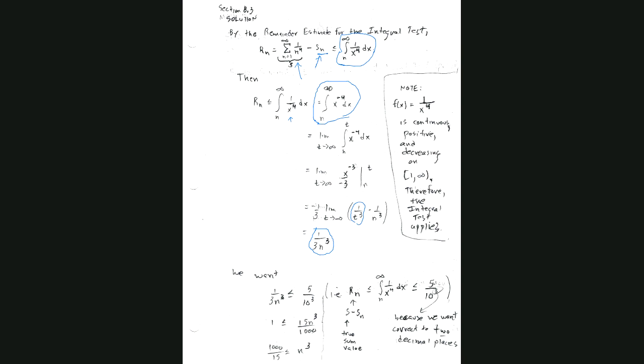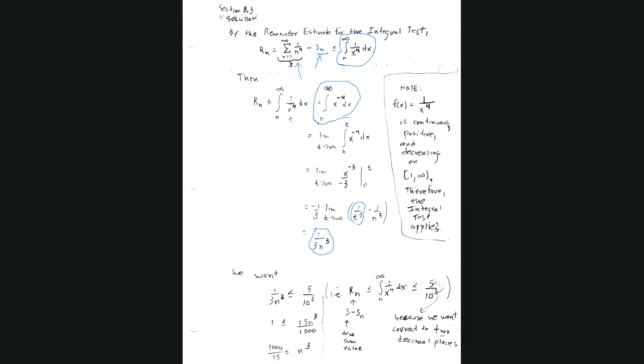All right. Well, remember what we're trying to do here. We are trying to, again, estimate our series correct to 2 decimal places. But in order to do that, I need to know how many terms of the series I need to take. Is it 5 terms? Is it a million terms? How many terms of the series do I need to get that accuracy? Well, I know that the error in my approximation is going to be less than or equal to 1 over 3n cubed.